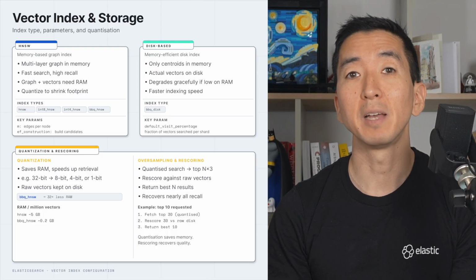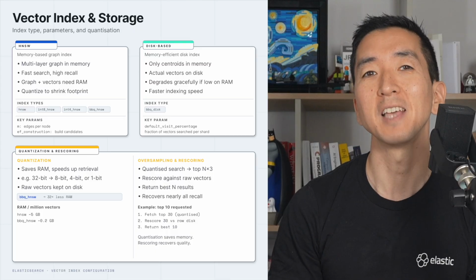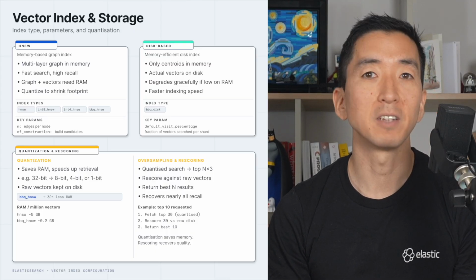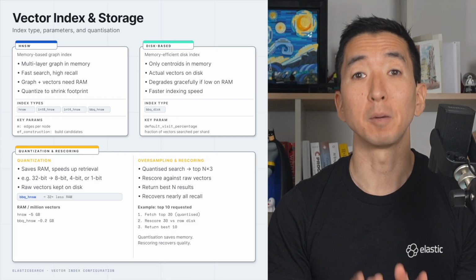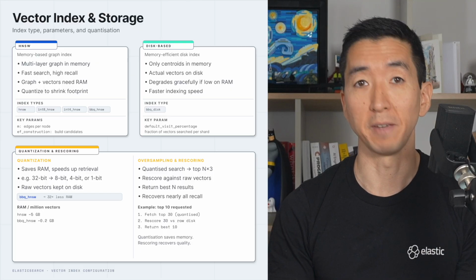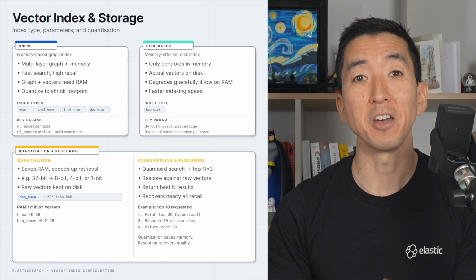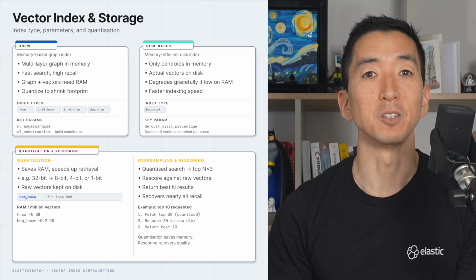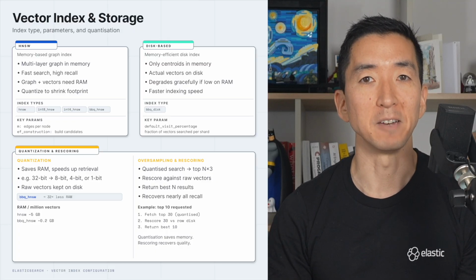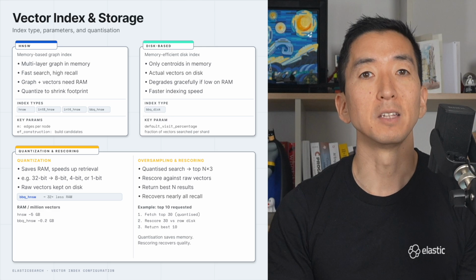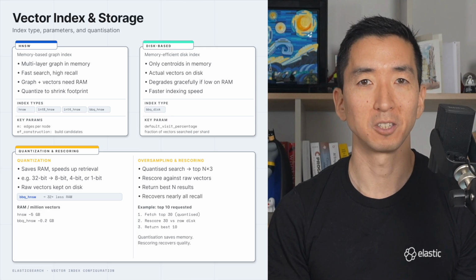Then, what a system like Elasticsearch does is to apply oversampling, grabbing additional, like, 3 times the required number. So that would be the top 30 candidates using the quantized vectors. It then rescores all 30 against the original unquantized vectors on disk and returns the best 10. For most datasets, this recovers nearly all of the recall loss.